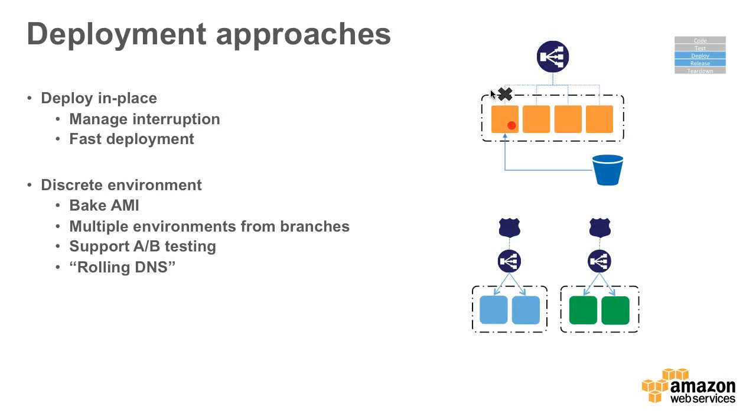The other approach is to stand up a brand new discrete environment, and this is actually the one we'll spend most of the time talking about today. What this gives us is the ability to roll forward and roll back really convincingly. So what we have here is a blue stack that is our existing application version, and we will stand up a completely identical environment that is completely isolated from the blue environment, and we'll call that the green environment, and we deploy our new version of our application to that.